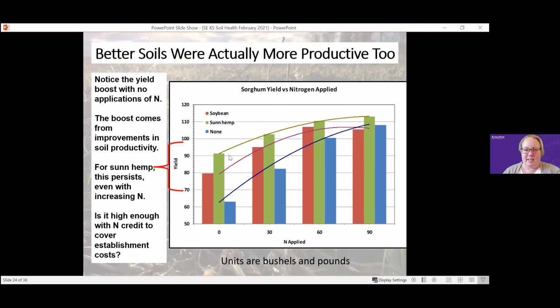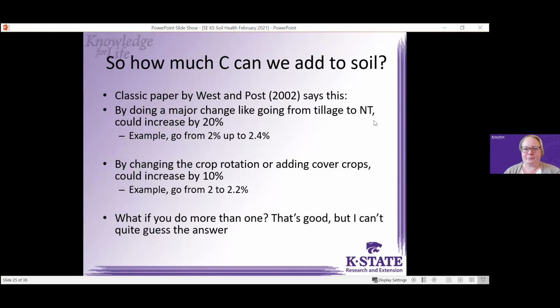But the economist said that this boost comes from productivity. And for sun hemp, this is even this up here. So at this 90 pound nitrogen rate, this difference between the top of this green bar and the none is a result of the soil being improved. After 15 years, it was starting to pay some dividends for yield.